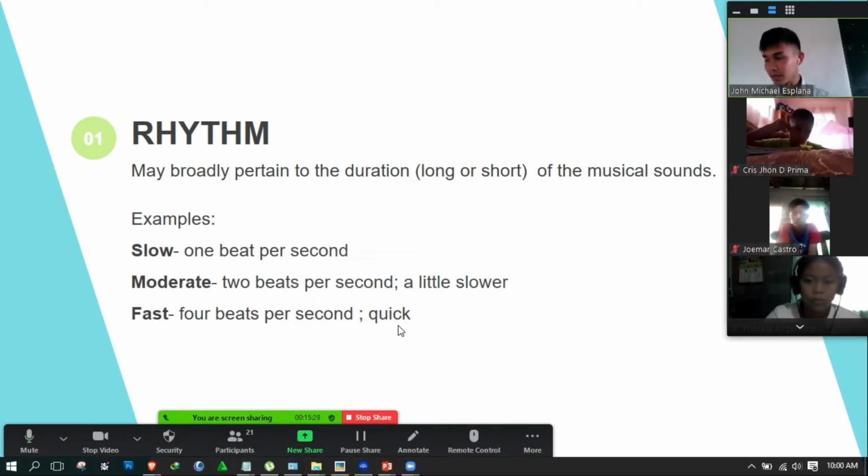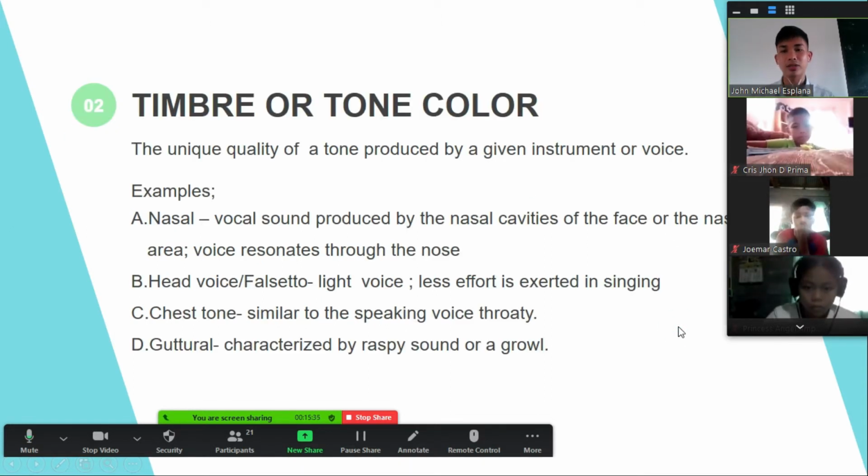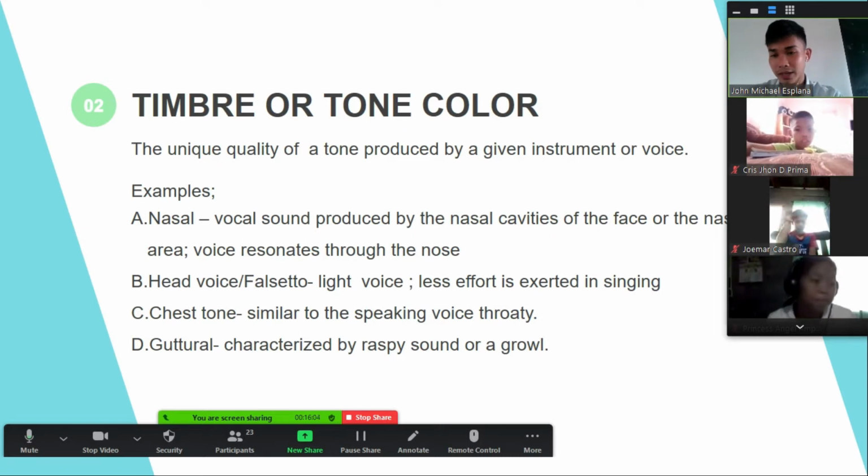Next, for the second element of music, we have the tone color, or tinatawag siyang timbre. Timbre, or tone color, is the unique quality of a tone produced by a given instrument or voice. In our layman's term, it's the quality of a tone or the quality of a voice, especially when it comes to music. So we have different quality of voice. Ito yung pag tinanong ka, ano ba yung timbre ng boses mo?